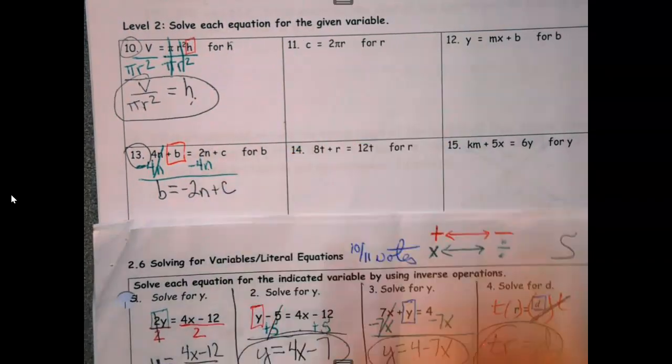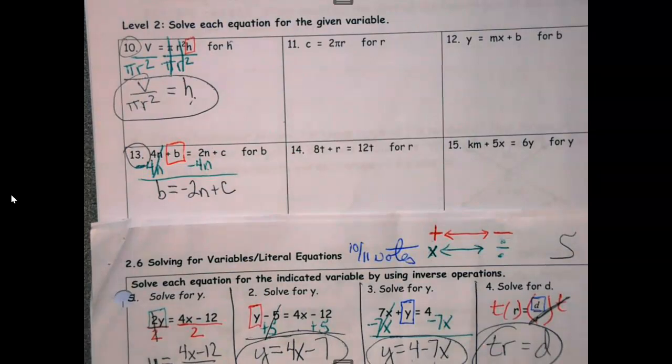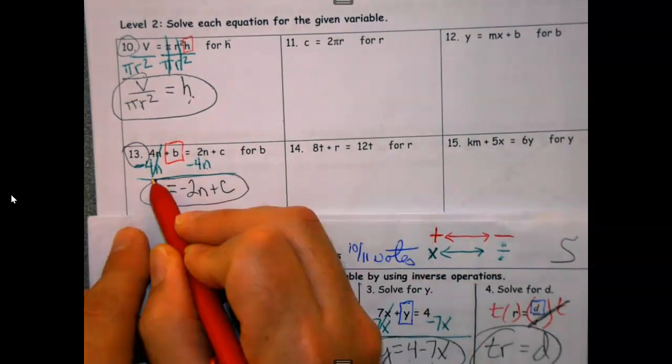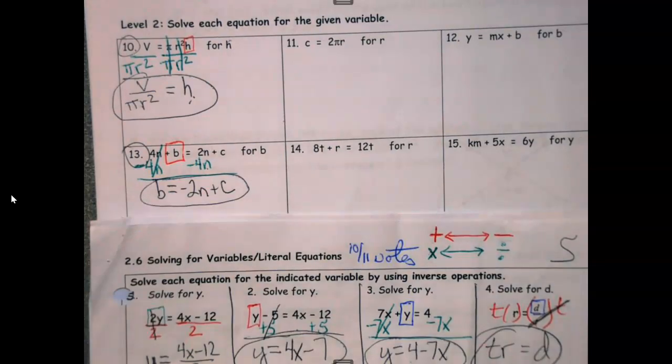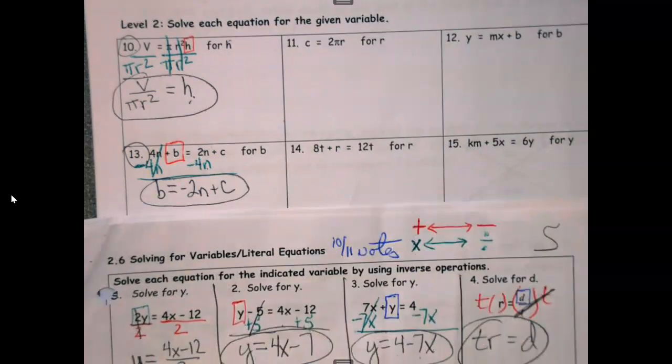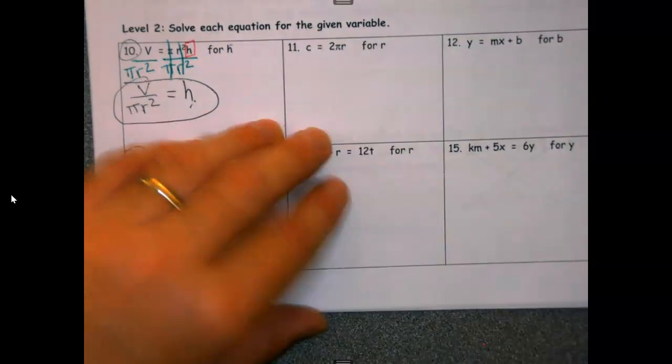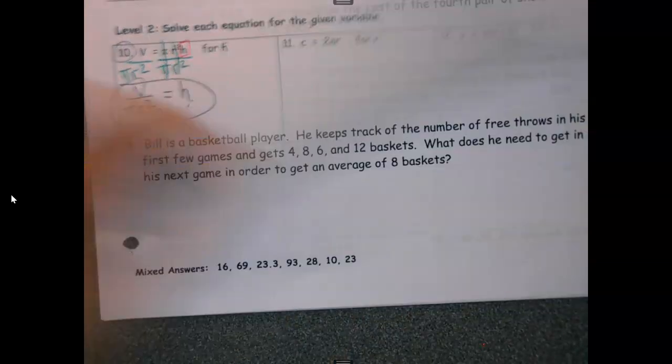Am I taking it from the C, Hardy? No, once per side. And we already took care of it right there. B is alone now. Don't keep going. We're not trying to get anything else by itself. We're just trying to get that done. So even though it looks weird, even though it looks strange.